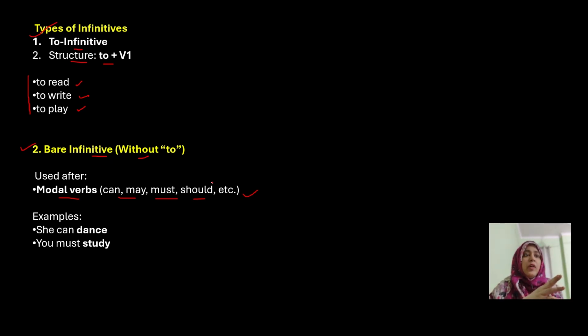So all these verbs represent modal verbs, and while using modal verbs, we do not use to. Okay, you can see the example: she can dance. There is no to in the sentence. You must study. There is also no to in the sentence, right? So they are all known as bare infinitives.